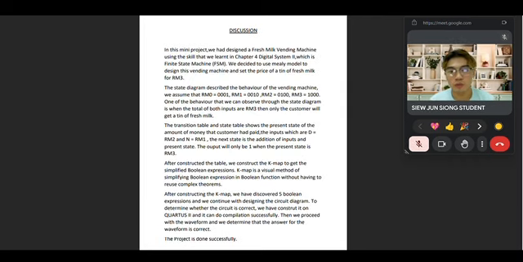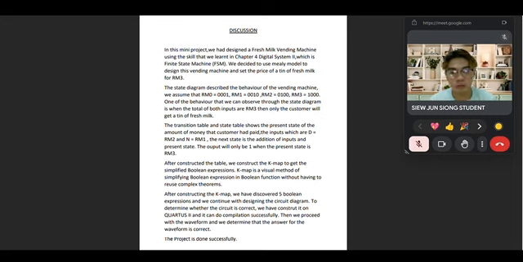In this mini project, we designed a fresh milk vending machine using the skill that we learned in chapter 4, which is finite state machine FSM. We decided to use the Mealy model to design this vending machine and set the price of a tin of fresh milk at 3 ringgit Malaysia. The state diagram describes the behavior of the vending machine. We assume that RM0 is equal to 0001, RM1 equals 0010, RM2 equals 0100, RM3 equals 1000.